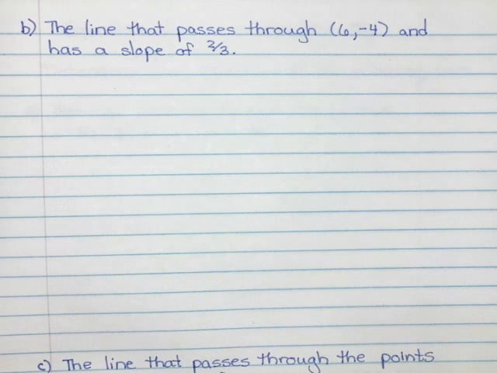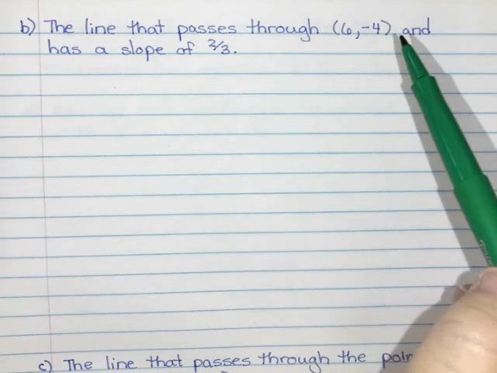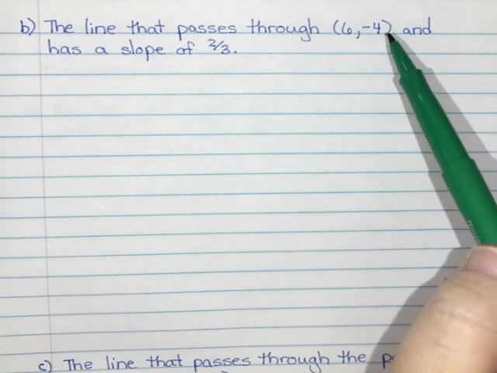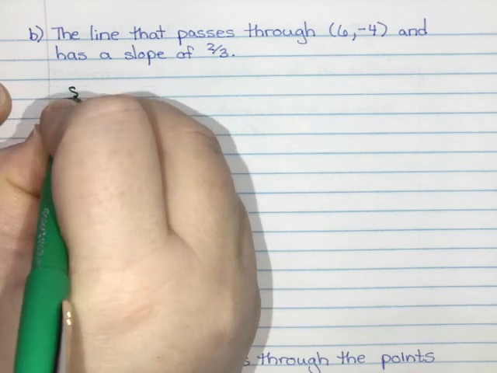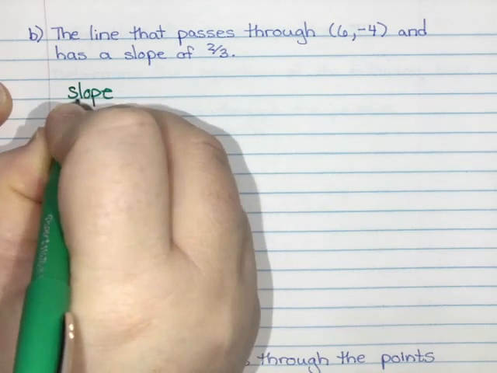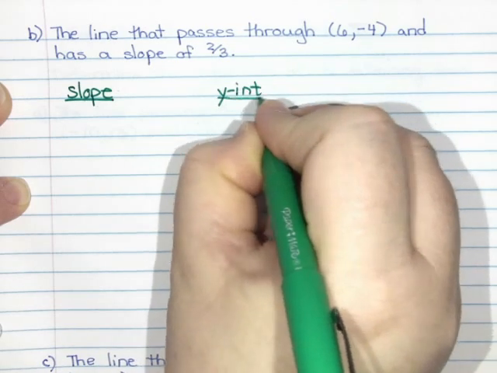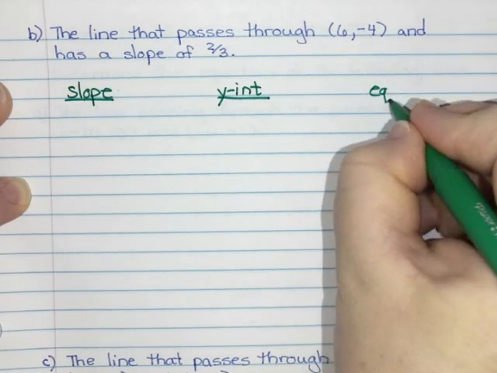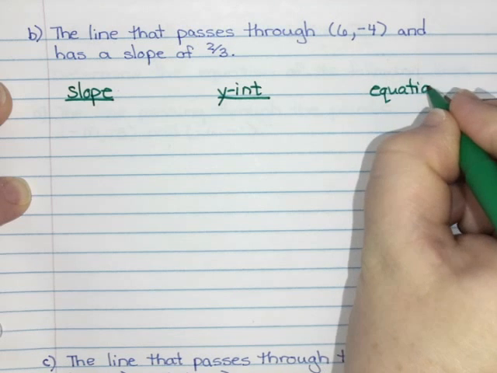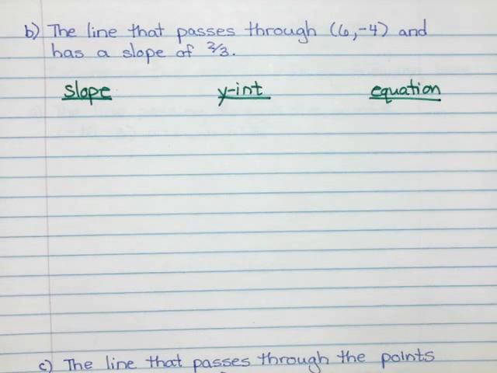So in order to do an equation of a line, we need two things. We need the slope and we need the y-intercept. That, by the way, is not the y-intercept. So I need slope and y-intercept. And then together, we are going to use those to make our equation.